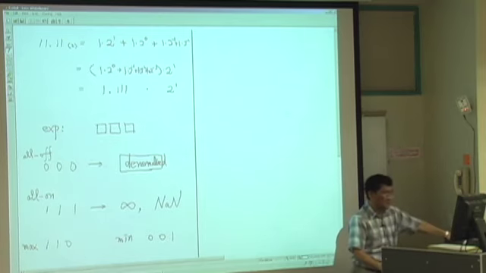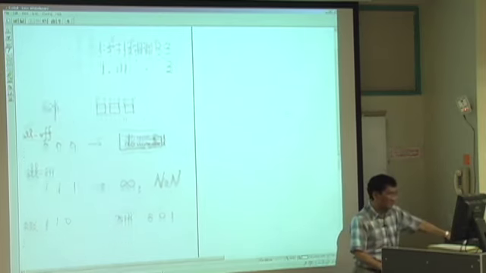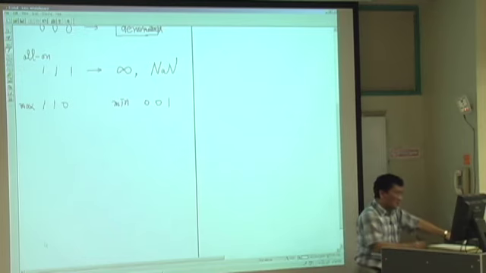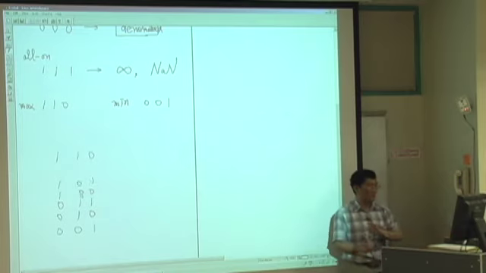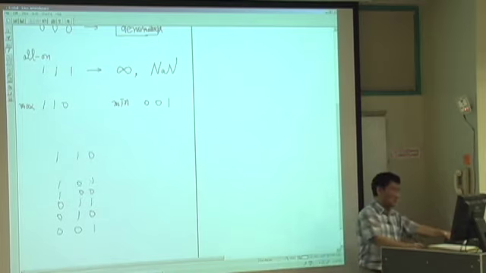So let's locate these things. The minimum number is 0, 0, 1. And the maximum number is 1, 1, 0, and in between, right? So 0, 1, 0, 0, 1, 1, 1, 0, 0, 1, 0, 0, 1, and then 1, 1, 0. And then 1, 1, 1 is infinity or not a number. 0, 0, 0 is the denormalized case.